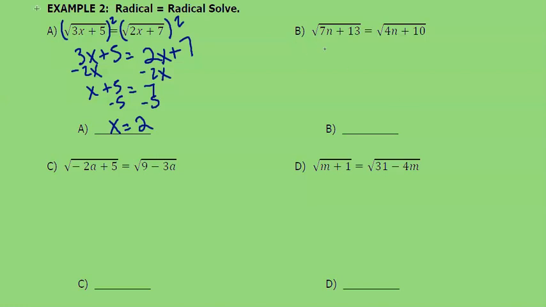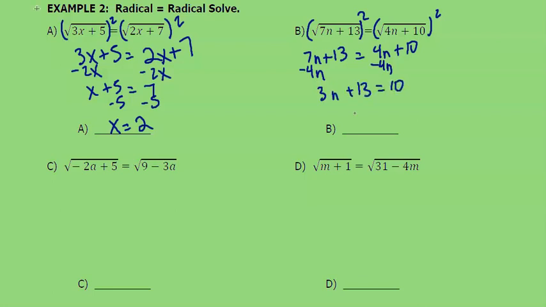B. The square root of 7n plus 13 equals the square root of 4n plus 10. Exponentiate each side by 2. And then you get 7n plus 13 equals 4n plus 10. Subtract 4n from each side. So then you get 3n plus 13 equals 10.